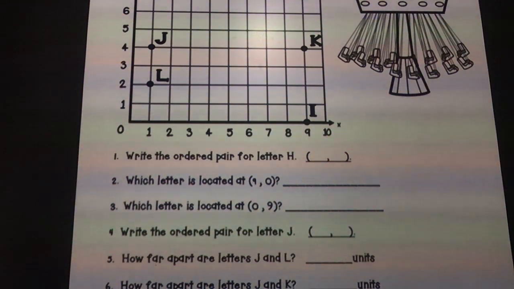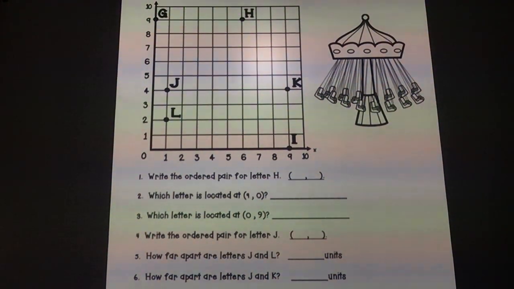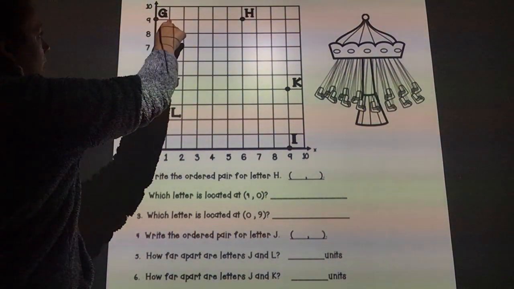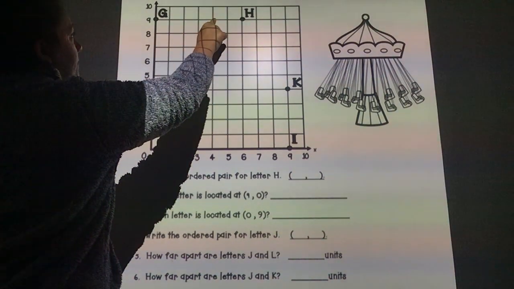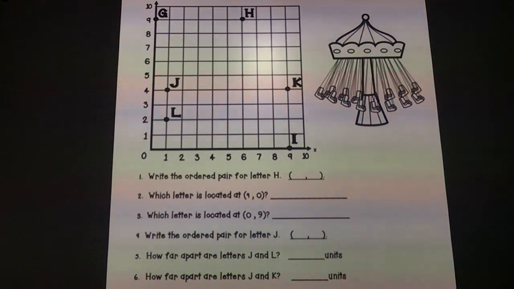All right, last one. Number 8. I want you to find me 2 letters that are 6 units apart. Which 2 letters are 6 units apart? And I'm going to scroll back here. Which 2 letters are 6 units apart? Max? G and H. Yep, here we go. 1, 2, 3, 4, 5, 6. 6 units apart. Very nice.